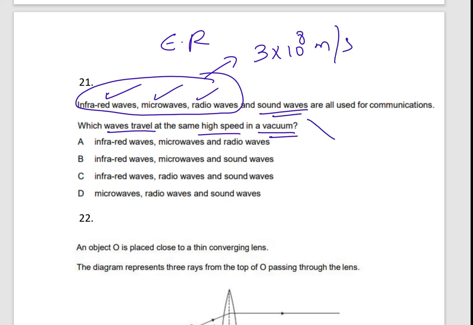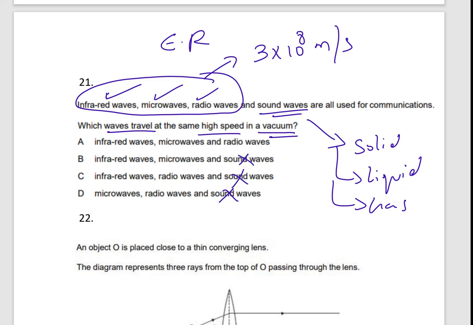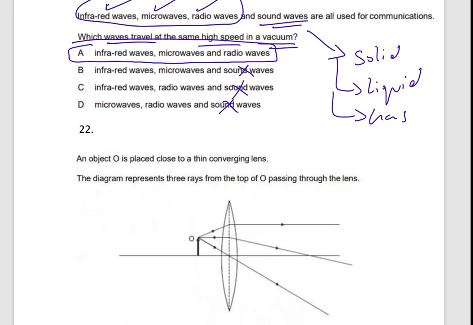Whereas sound waves travel at a different speed in solids, a different speed in liquid, and in gas. So sound does not have the same speed as that of the electromagnetic radiation. So which waves travel at the same high speed in the vacuum? Anything where sound is not mentioned is the right answer. So sound is mentioned here, not an option, not an option, not an option. In A, we see only the electromagnetic radiation.